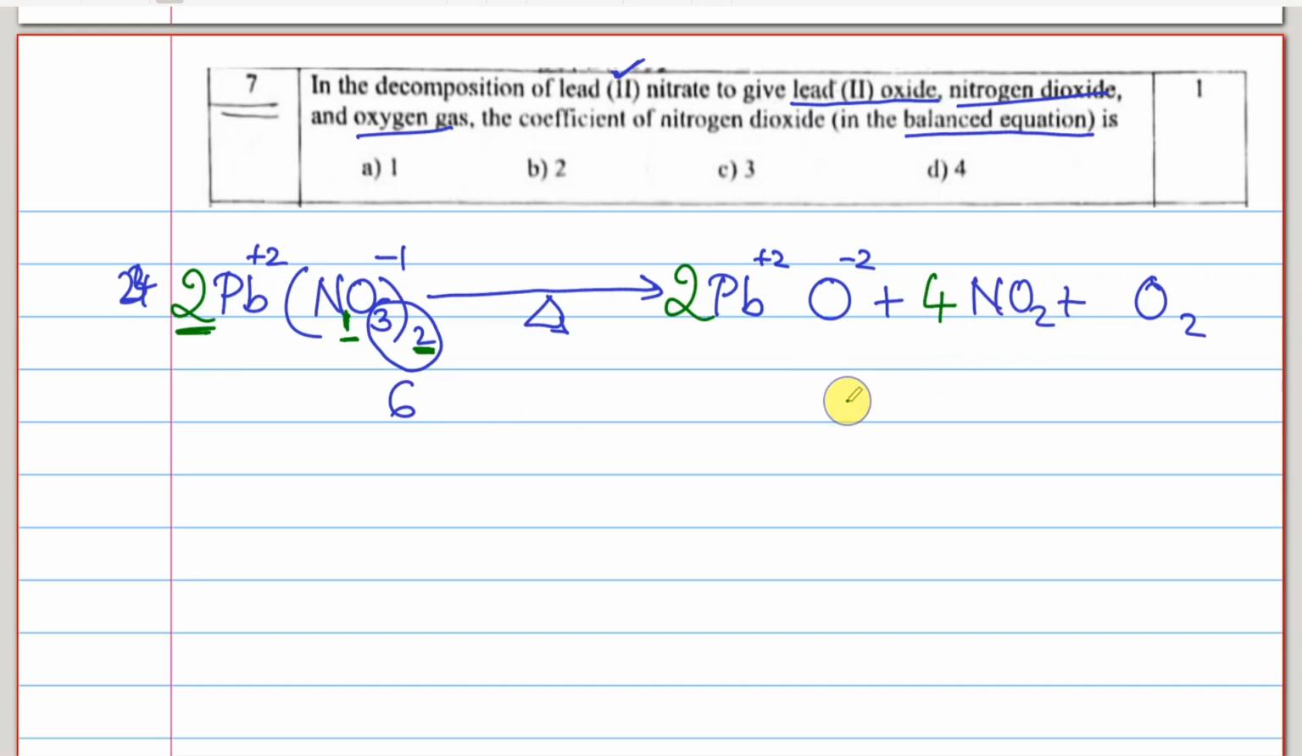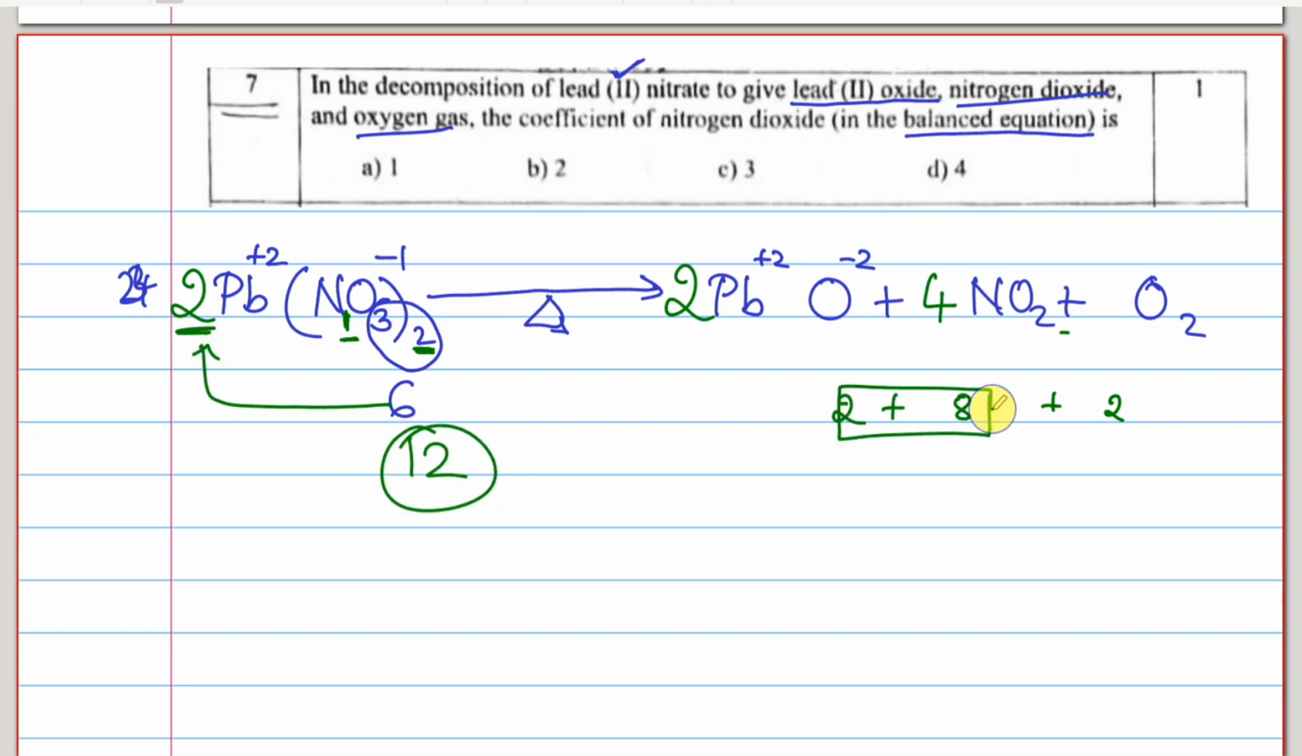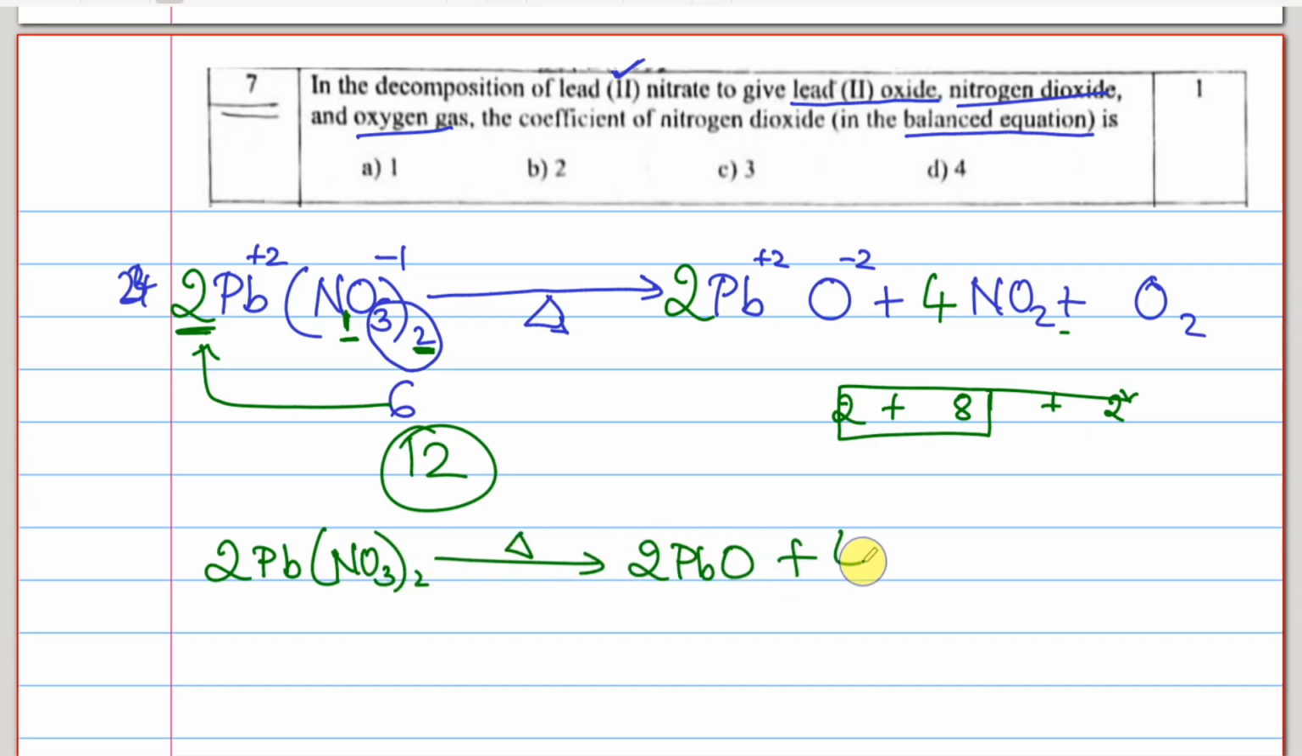Now when we count all the oxygens, in the first product it is 2. Oxygen in the second product is 4 into 2, 8, plus 2. And on the reactant side we have 3 into 2, 6, so 6 into 2, 12. So we need 12. We have 8 plus 2, 10, 10 plus 2, 12. Okay, it is balanced now. So this is the balanced chemical equation: 2 Pb(NO3)2 being decomposed to form 2 PbO plus 4 NO2 plus O2.